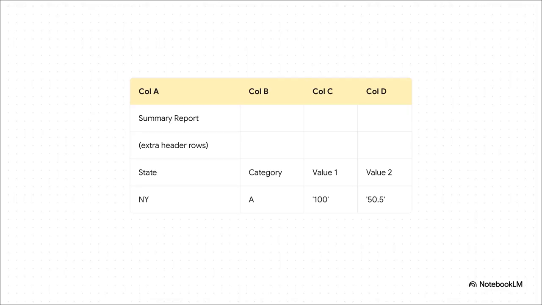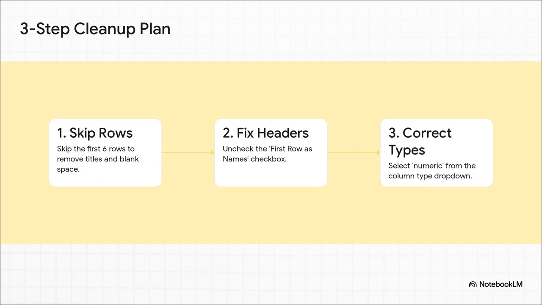Okay, so take a look at this. We've got a title, summary report, some empty space. Our real column headers are buried a few rows down, and to make it worse, our numeric values are being read in as characters. Trying to fix this with code alone would be a real pain. But with the importer, check out how simple this is.